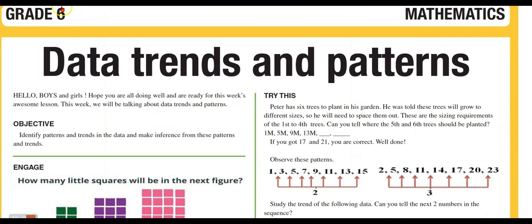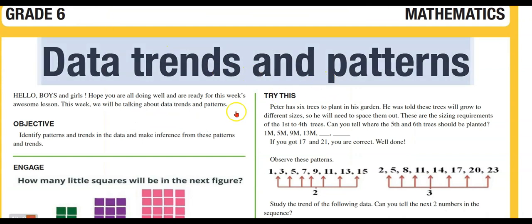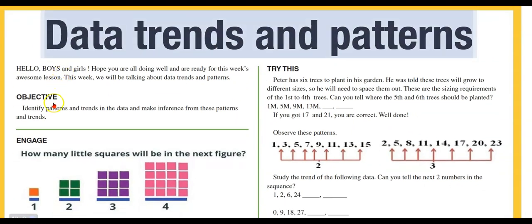So in this episode, we were looking at data trends and patterns. Our objective was to identify patterns and trends in the data and make inferences from these patterns and trends. So if you were able to look at the numbers, look at what was happening between the numbers, identify like cubes and squares and so on, then we would have had a successful lesson.